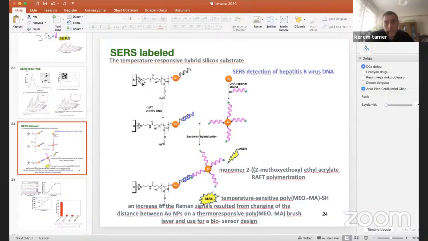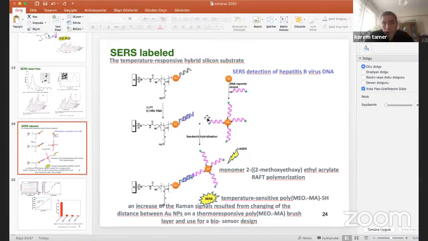Okay, for instance, a silicon substrate. We modified this substrate using some polymeric structure, in collaboration with Professor Tuncay Çaykara from the chemistry department. We constructed a modification of a hybrid silicon substrate using RAFT polymerization, and then we attached some probe molecule on the substrate. Okay, we modified the probe molecule.